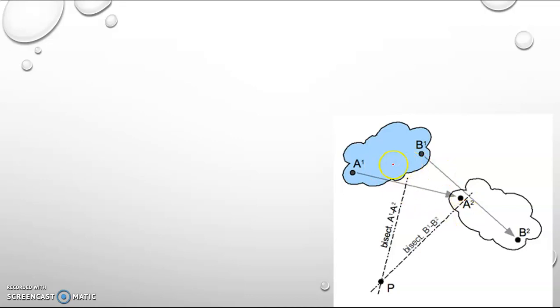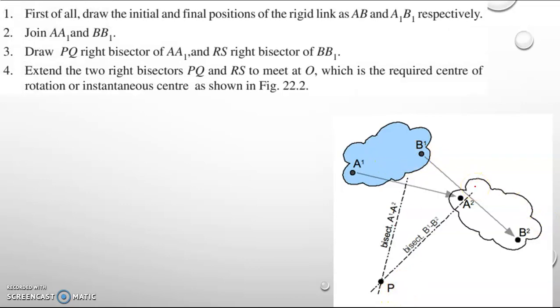Initially we join the initial position and final position of point A, and the initial position and final position of point B, and we draw the perpendicular bisectors of these lines. These bisectors meet at a point that is called the instantaneous center of this body at these two instants. So here are the steps. First of all, draw the initial and final positions of the rigid link AB, join the corresponding points, and you will get the instantaneous center.